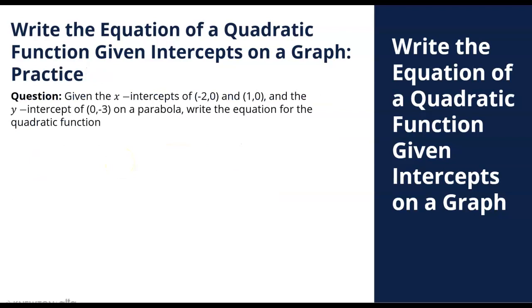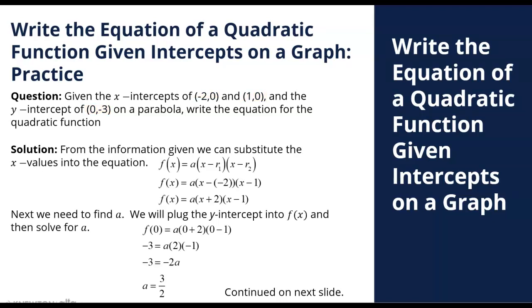To illustrate this, we consider the following example. Given the x-intercepts (-2, 0) and (1, 0), and the y-intercept (0, -3) on a parabola, write the equation for the quadratic function. To solve this, we are going to use the factored form of the quadratic function given by this formula, where r₁ and r₂ are the x-intercepts of our parabola, and we can solve for a by using the y-intercept.